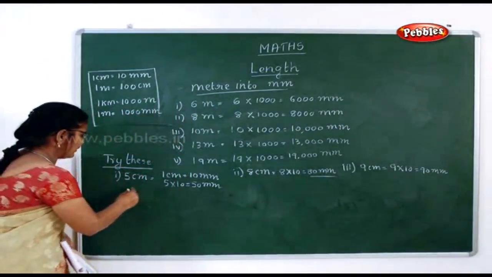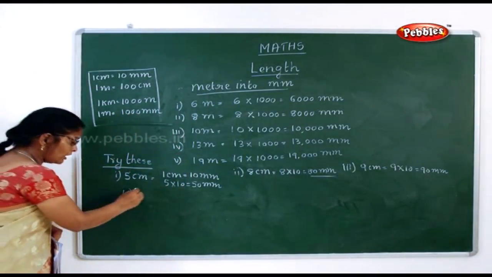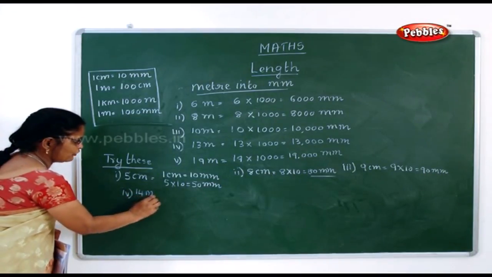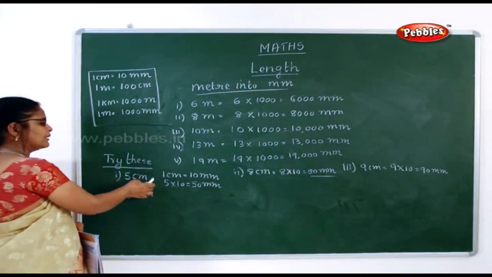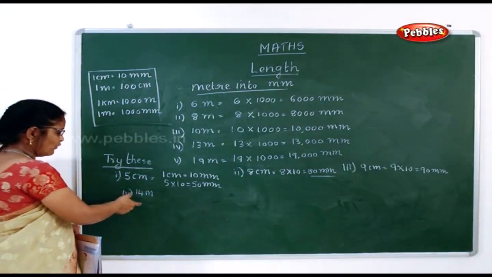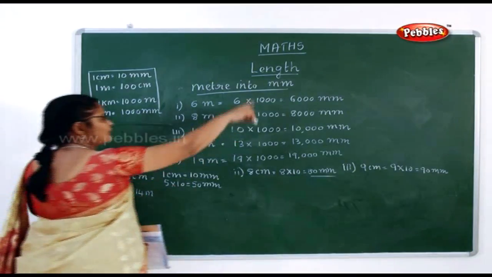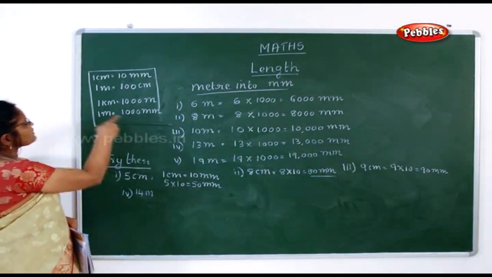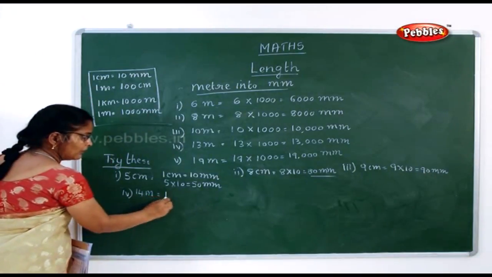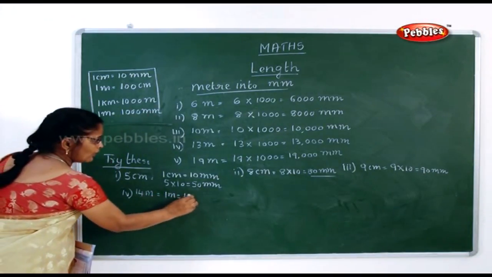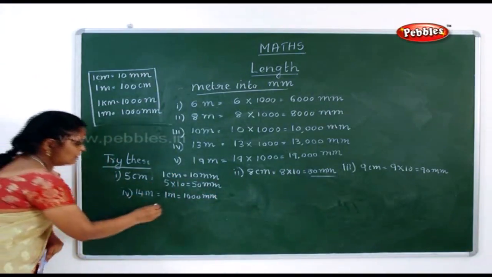Now what is the fourth one they have given? Can anyone tell me? It is given 14 meter. Don't get confused. The first three sums I did with centimeter, converting the centimeter into millimeter. Now the fourth one is 14 meters, so this meter you have to convert into millimeter. Now what is the formula I have given? 1 meter is equal to 1000 millimeter.